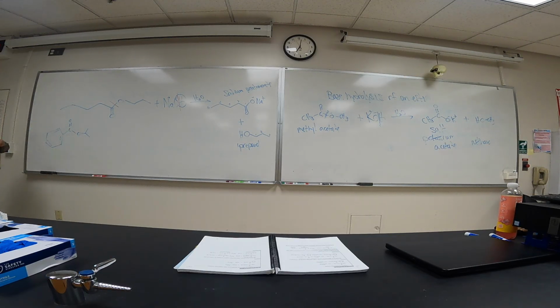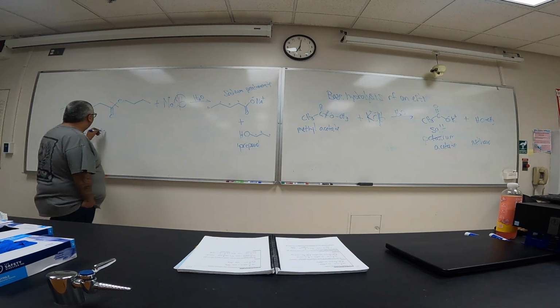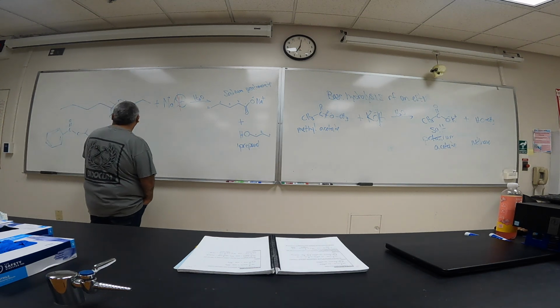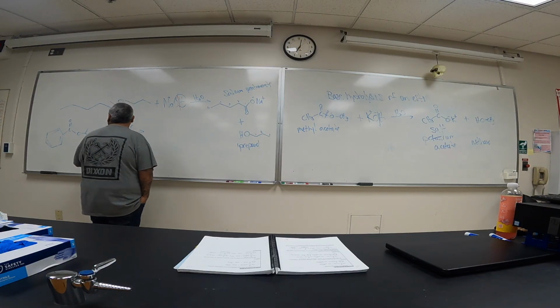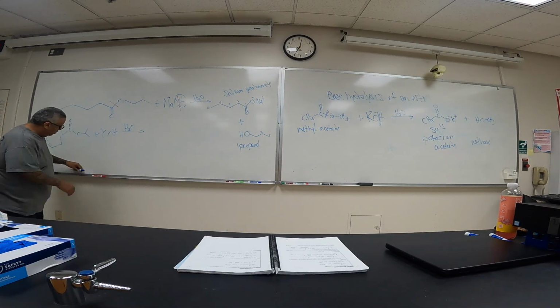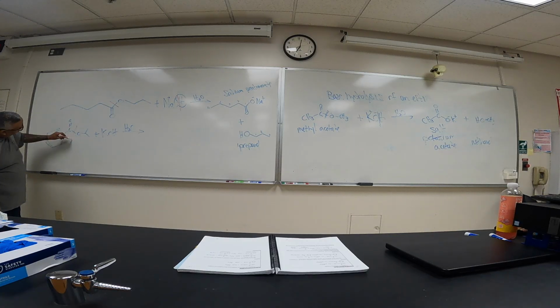So we have isopropyl benzoate plus some potassium hydroxide. We're going to do base hydrolysis on it. It's always the same bond here. We're going to break this apart. We're going to pull that hydrogen off.